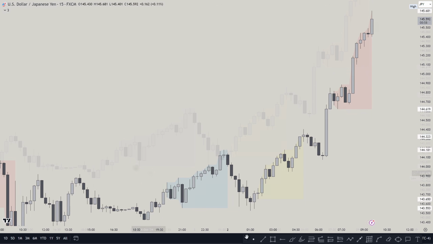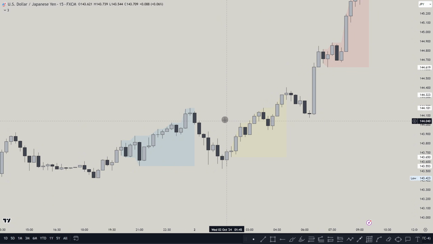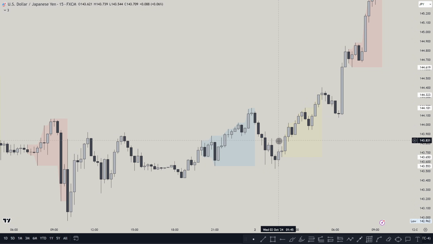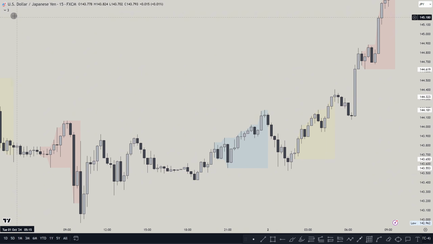I start looking at TradingView around 1:30 New York time. This is the time, and usually about 2 a.m. So I come 30 minutes before to look at the chart. Obviously, what we see here in the dollar yen, so we can see that this is the Asian low.